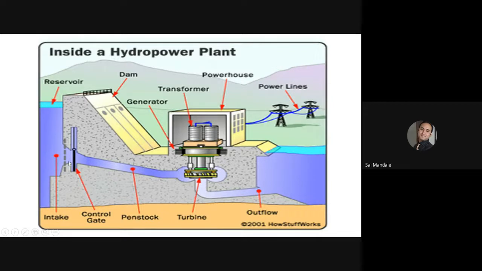If it is 50% open, then only 50% of the water is allowed to go through the penstock. So based on the amount of electricity required, or the RPM required by the turbine, we have to control the discharge of the water. If the discharge of the water is high, the RPM will be high, and in that case we'll be getting high energy.